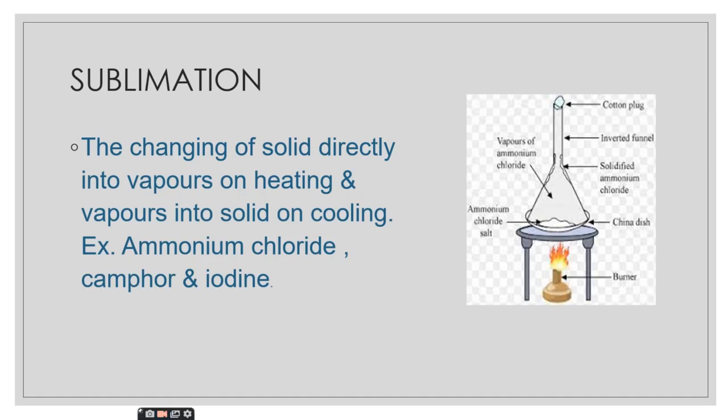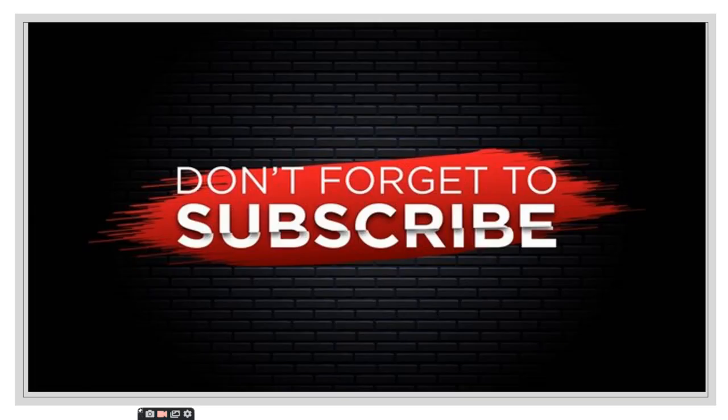Then, sublimation: the changing of solid directly into vapors on heating and vapors into solid on cooling. Examples: ammonium chloride, camphor and iodine. And the substances that directly convert from solid to gas are known as sublime substances.